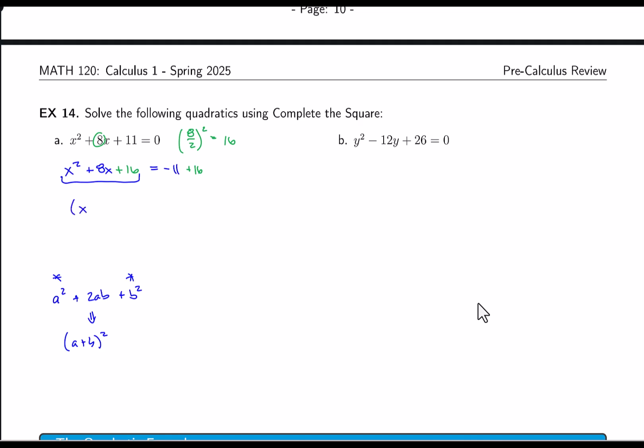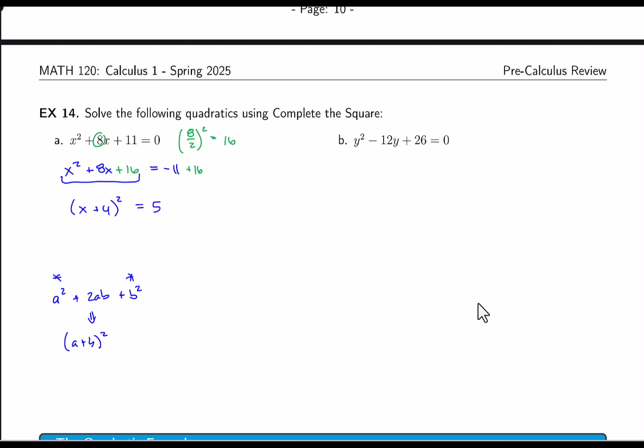The square root of 16 is positive 4. So then that's what it's going to factor into. You're writing it in that form so that it turns into a perfect square trinomial, so that it factors easily like this. All right, now negative 11 plus 16 is 5.